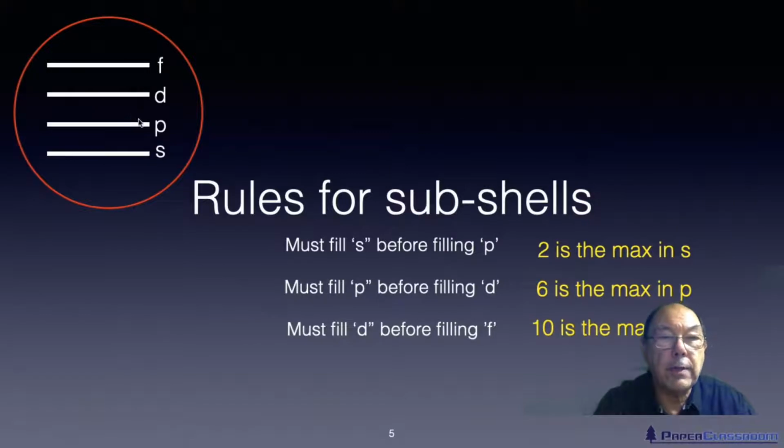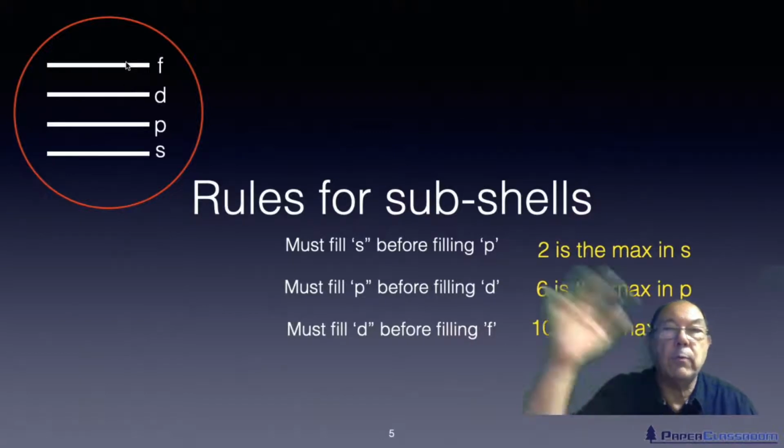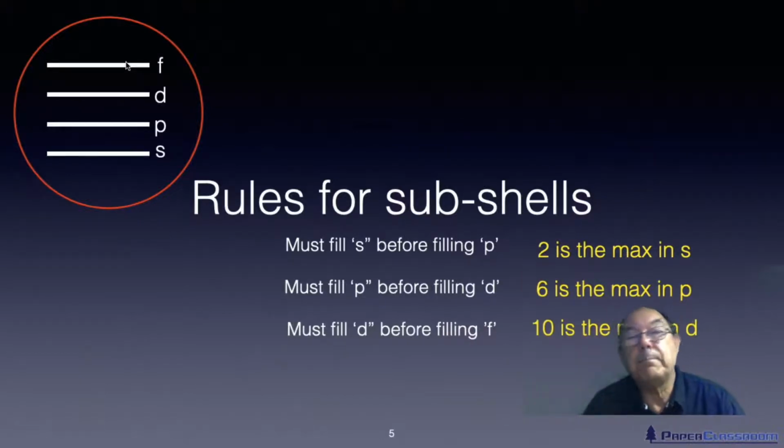Third electron, you can start to fill the P suborbital, and you can't put electrons in the D until the P is full, and that will hold 6 electrons. You can't put electrons in the F orbital until the D is full, and the D will hold 10 electrons. And then there's a limit for this before you move into the next shell.